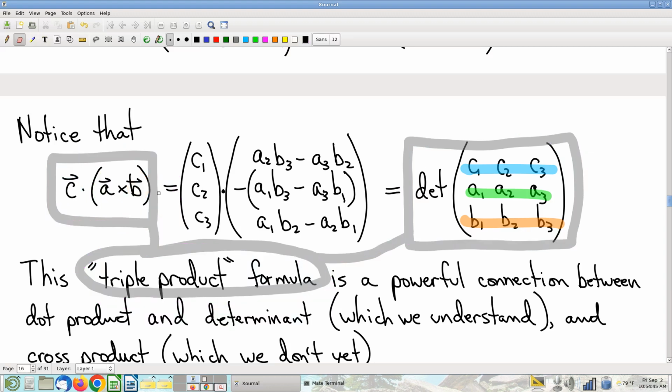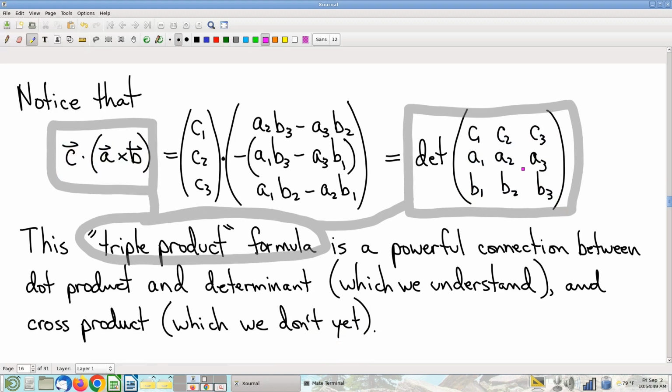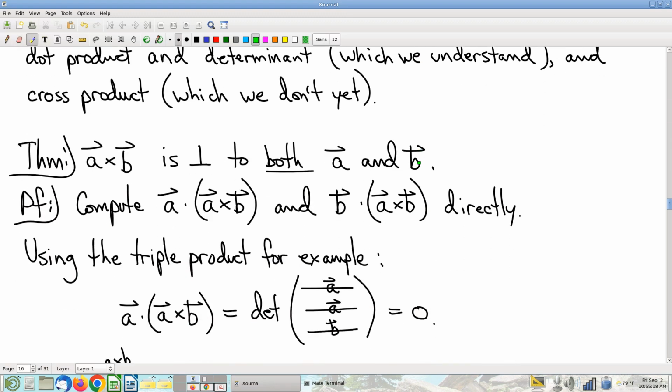Okay, so why do we care about this formula? The reason we care about it is because we understand dot product already quite well. We understand determinant pretty well. We've just introduced this thing called the cross product that we don't understand. And what we have here is a connection between the thing that I want to understand and things that I already understand. So this is the foot in the door that's going to answer a tremendous number of questions for us.